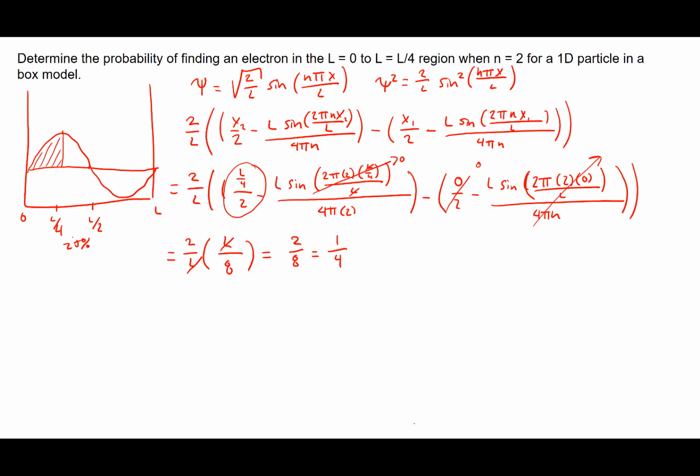So we see that the probability of finding an electron between 0 and L over 4 is going to be a 25% chance. You're going to have a quarter chance there. And that's how you approach it, either qualitatively or by applying calculus and integrating over that region.